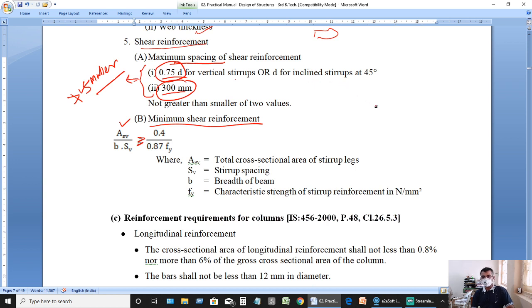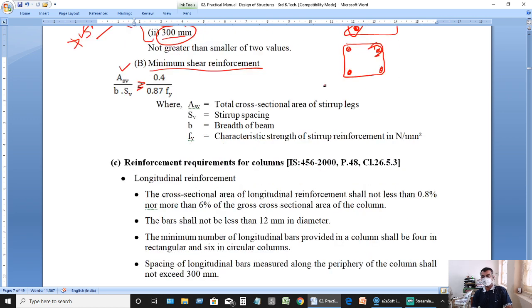So stirrups are links, like this type of links, that are mostly provided in the beam and the column. You are just holding the bars right in place by using this type of ring. So you bend it like this, then bend it like this, and bend it like this. Here you have the reinforcement. So the ring is used to tie up the longitudinal bars.